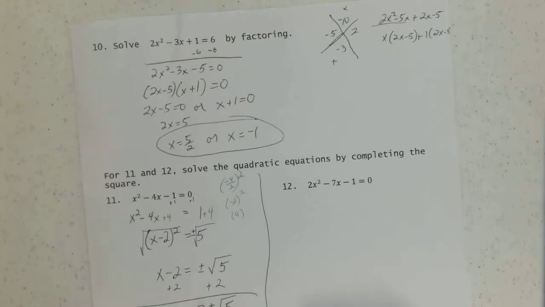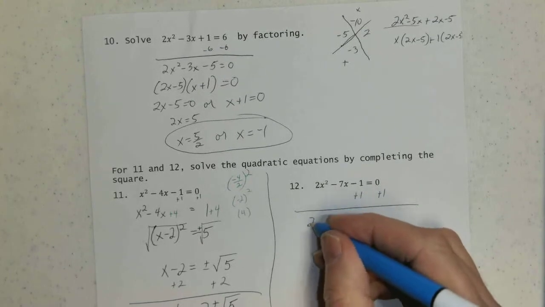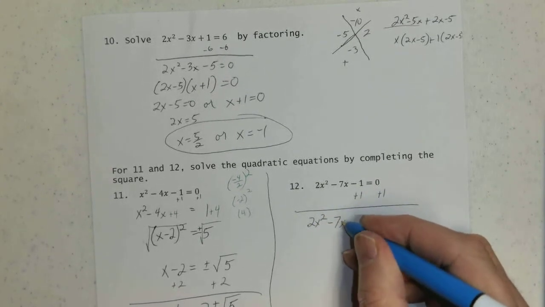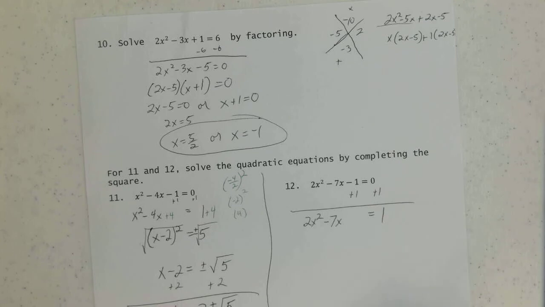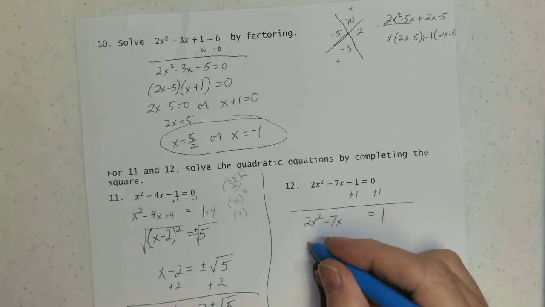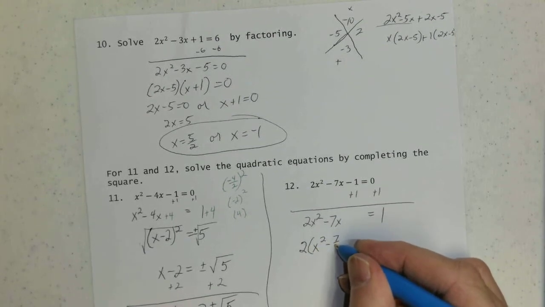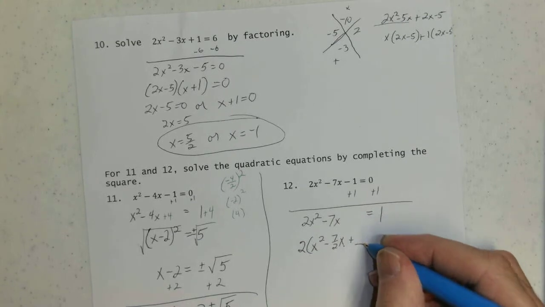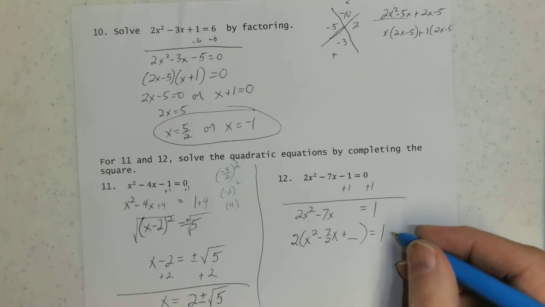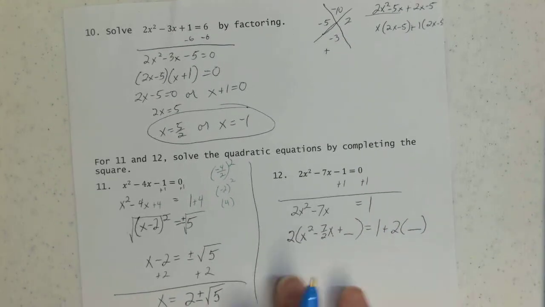And number 12. I'm going to add 1 to both sides. I've got 2x squared minus 7x equals 1. And now I'm going to factor. I get x squared minus 7 halves x. Okay, I'm not taking the x out, just the 2, because I want to use completing the square technique, plus something or other is equal to 1 plus 2 times whatever that is. This is a technique I showed you before.